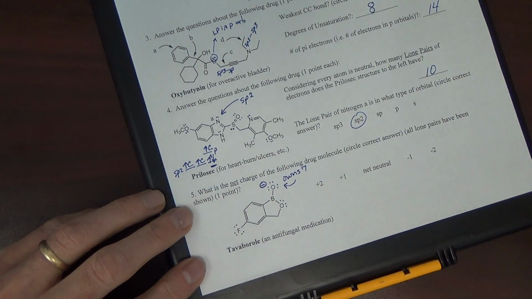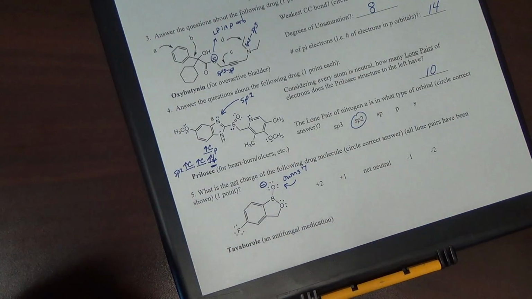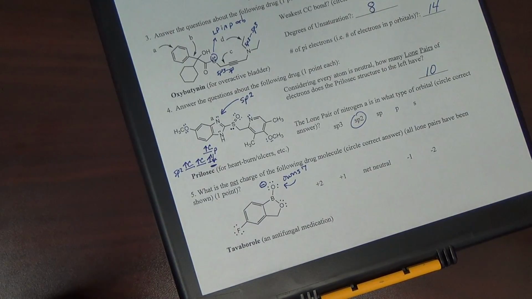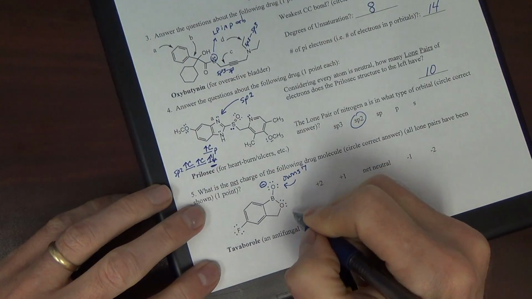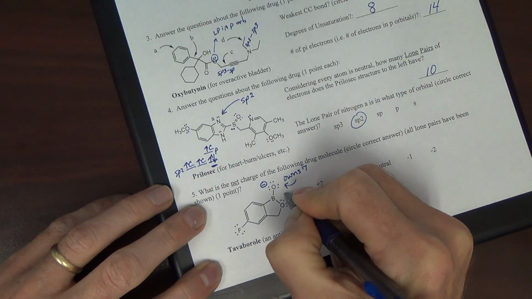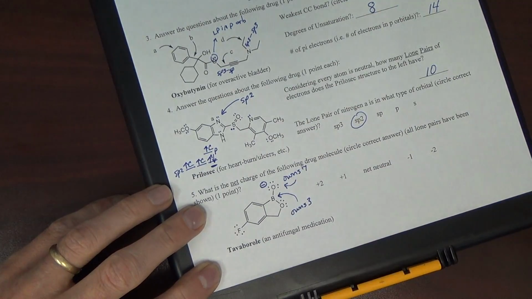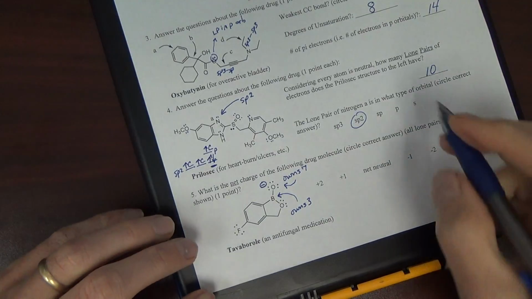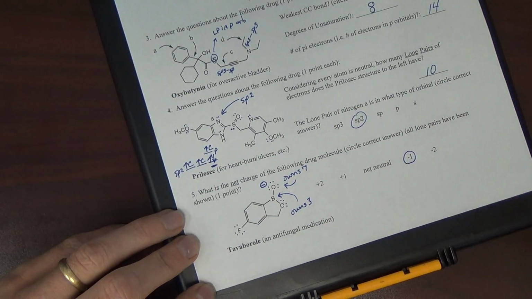What about the boron though? Boron is supposed to have 3 electrons from the periodic table. How many does it own here? Owns 3. It's supposed to own 3. So that boron's neutral. Everything is neutral here. We've got 1 anion. The net charge is -1.